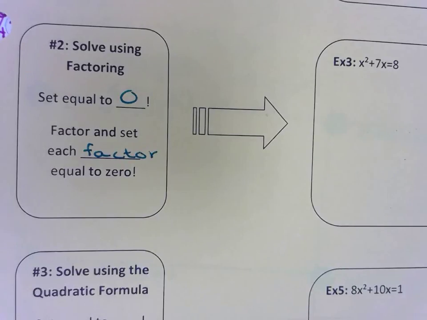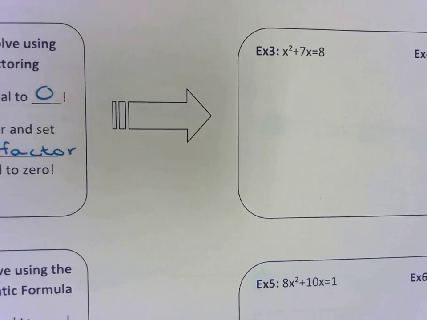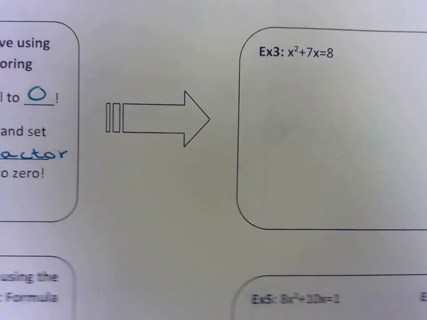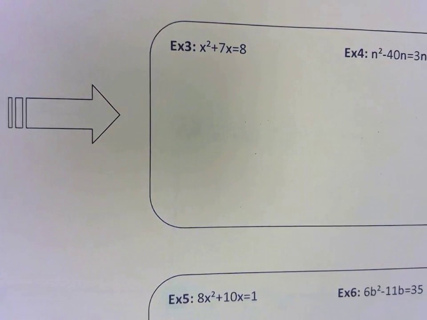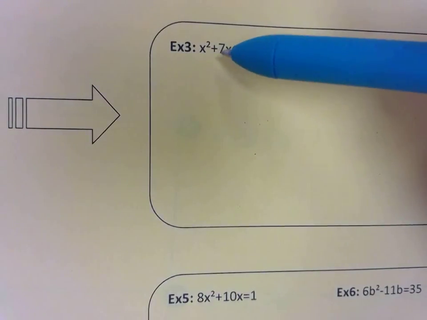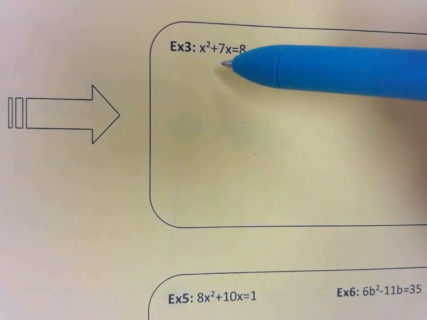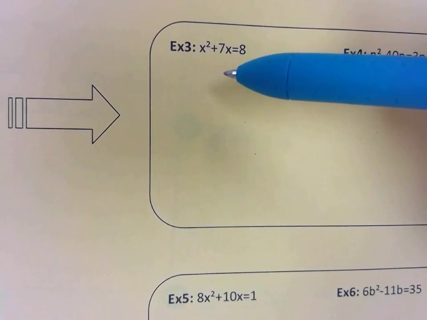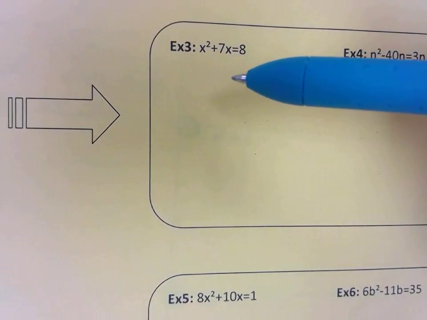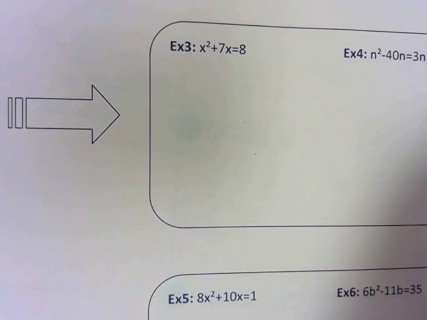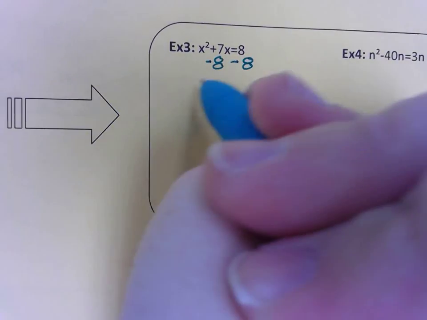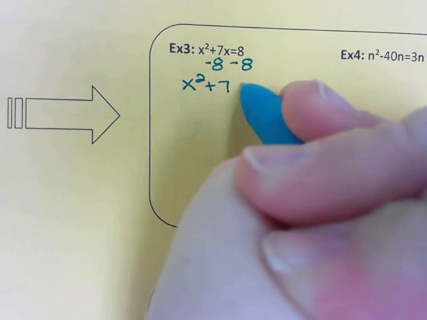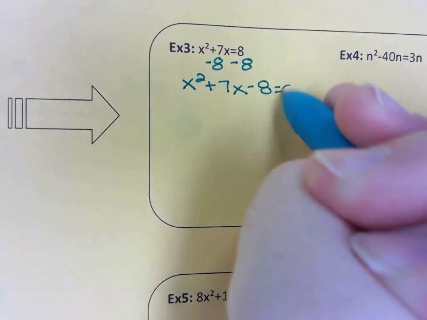Example 3, as I look at example 3, why would I not be able to use the square root method on example 3? What term in there tells me that I cannot use the square root method? The 7x, which is the bx part. So right there, because I see the 7x, I cannot do square root, so I'm going to move on to try to factor it. If I want to try to factor, I get it equal to 0. So what would be the easiest way to get this equal to 0? Subtract 8, subtract 8. So x squared plus 7x minus 8 equals 0.